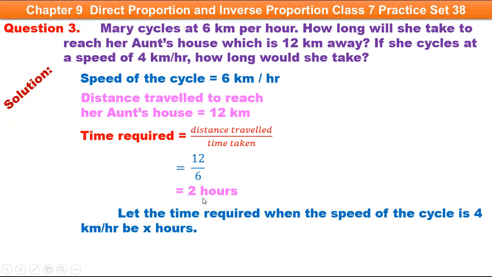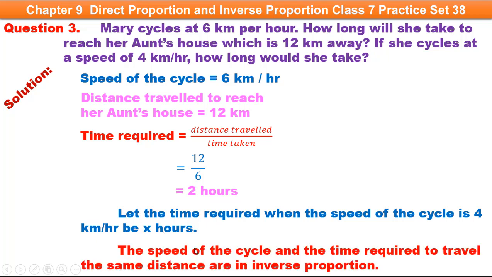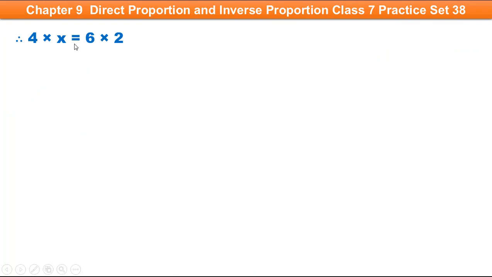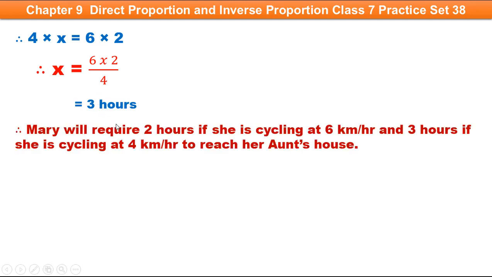2 hours. Let the time required when the speed of the cycle is 4 km per hour be x hours. The speed of the cycle and the time required to travel the same distance are in inverse proportion. Therefore 4 into x is equal to 6 into 2. Therefore x is equal to 6 into 2 divided by 4, which is equal to 3 hours. Mary will require 2 hours if she is cycling at 6 km per hour and 3 hours if she is cycling at 4 km per hour to reach her aunt's house.